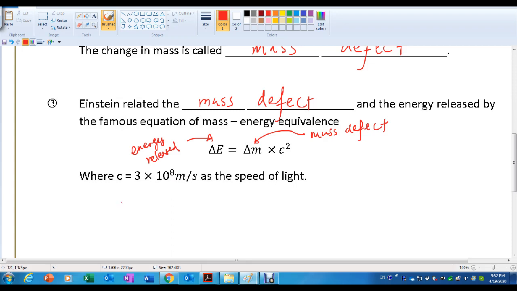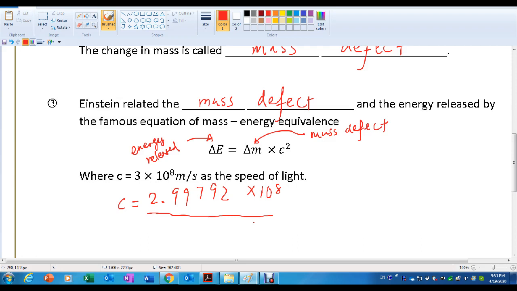But to be more precise in this chapter, you might use 2.99792... I need to check because sometimes I might forget a few digits. So you might use this one instead. 2.99792 is a more precise version.